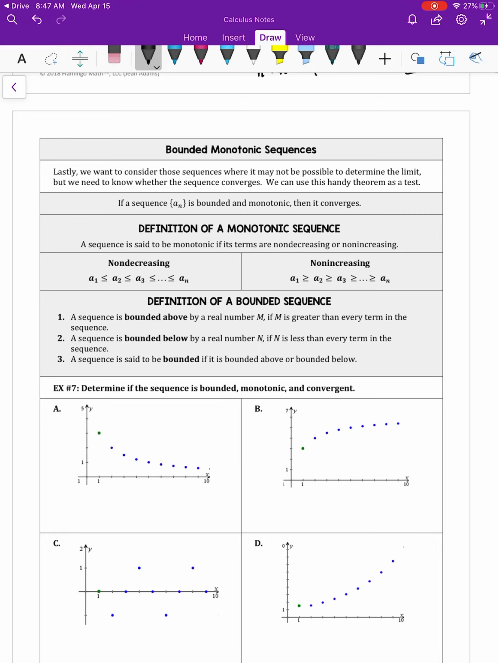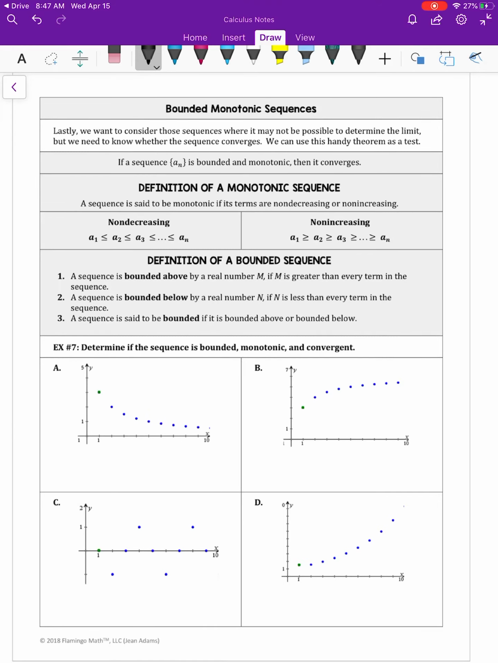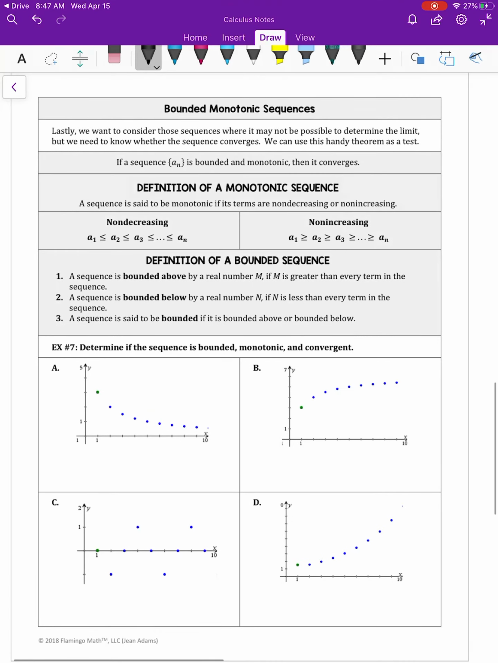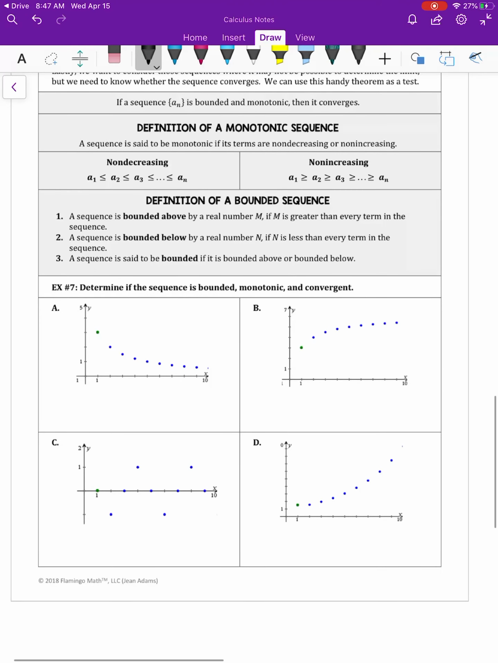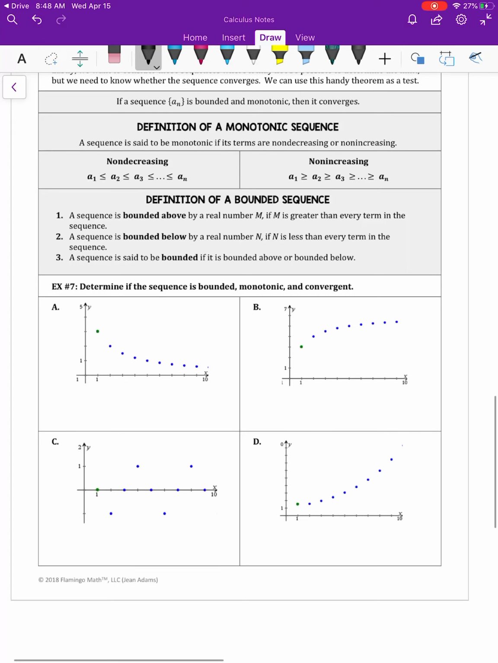And what does monotonic mean? Well, a sequence is said to be monotonic if its terms are non-decreasing or non-increasing. Okay? So basically, not monotonic would be like jumping around like in C down here. That is not going to be monotonic, okay? This one is just going down, down, down, down, down, down, down. That's monotonic. Each term is less than the previous. This one, each y term is greater than the previous.